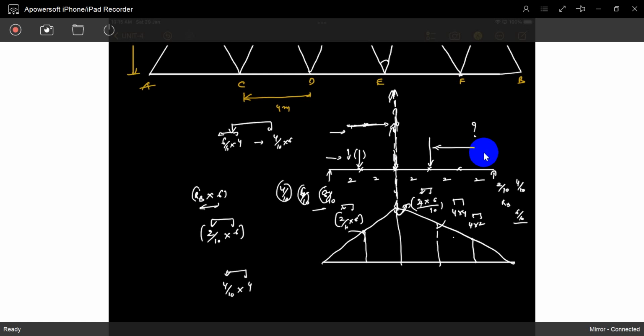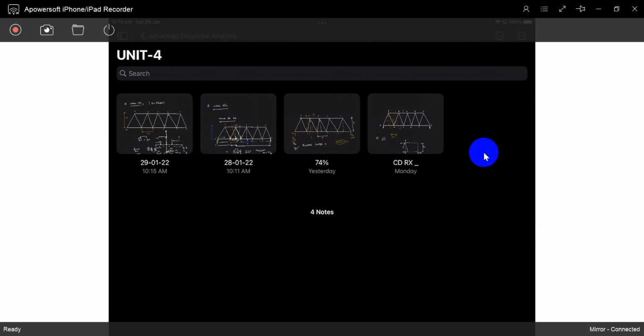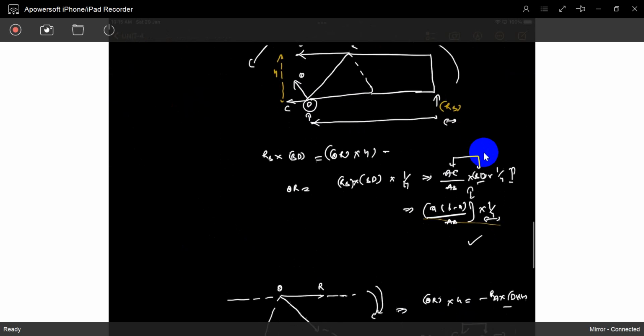How is it? This distance, no? So 8 by 10 means this distance, divided by the total value. So as the load moves away from that support, the reaction is reducing. Understood? So this is 2 by 6, this is 2 by 6. Now you can understand the previous problem from yesterday.